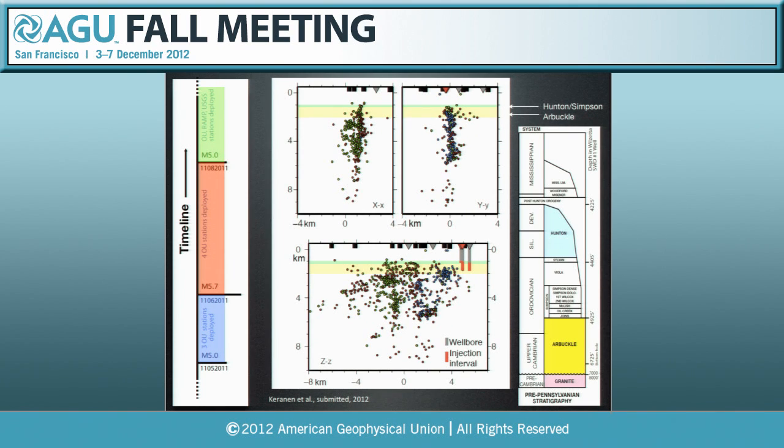Here in depth, you can see that a lot of these earthquakes occur within the Hunton limestone formation shown here in green and the Arbuckle formation. About 30% of the events are located in this region, about 1.3 to 2.1 kilometers in depth. And you can see that a lot of these earthquakes are occurring in the shallow between 0 to 5 kilometers in depth.